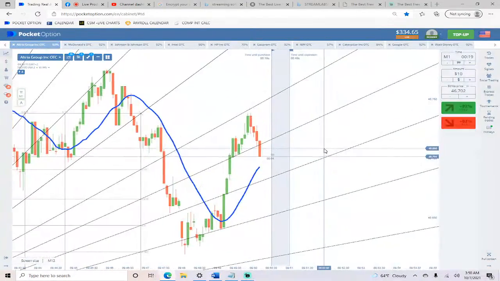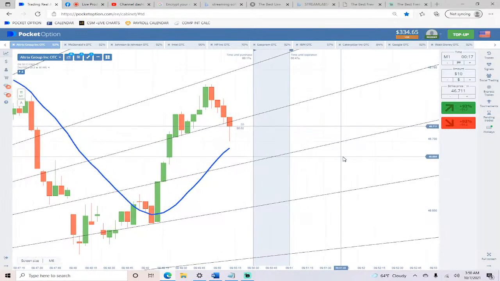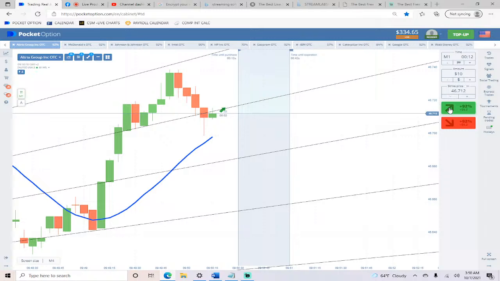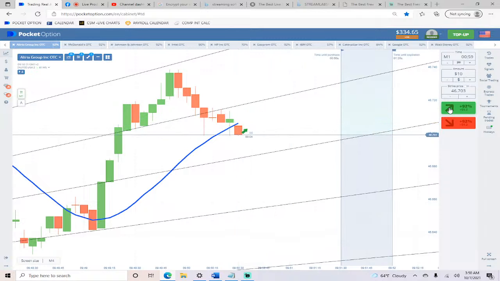Either way, let's wait for a nice bounce off our EMA. And we're breaking the trend. We want to break as we're bouncing. There we go, we got a bounce. Bounce and a break.